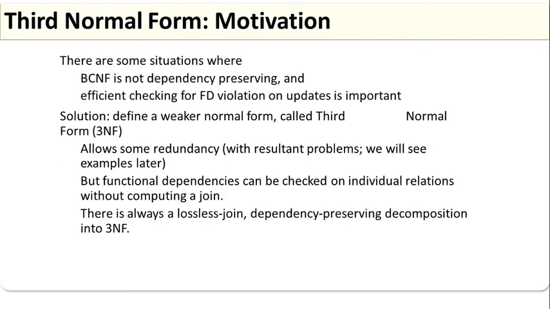Third normal form. There are some situations where BCNF is not dependency preserving, and efficient checking for the preservation, that is evaluation on updates, is important. The solution: BCNF is defined with a weaker normal form called third normal form, which allows some redundancy. We will also see examples later, but the functional dependencies can be checked on individual relations without computing joins. There is always a lossless join, dependency preserving decomposition.